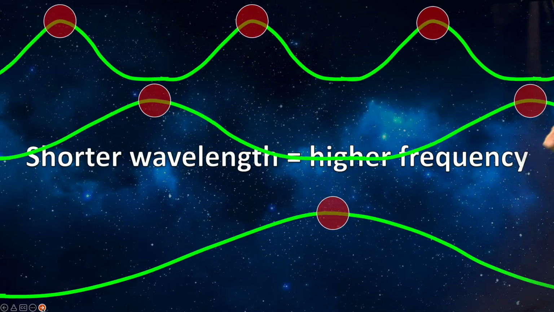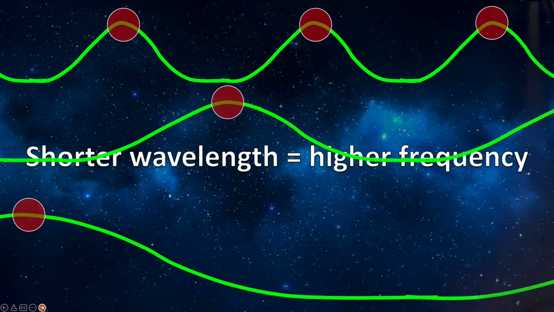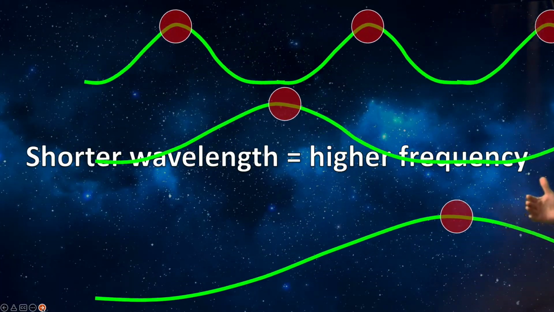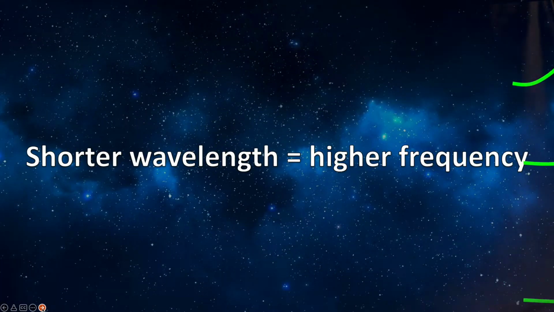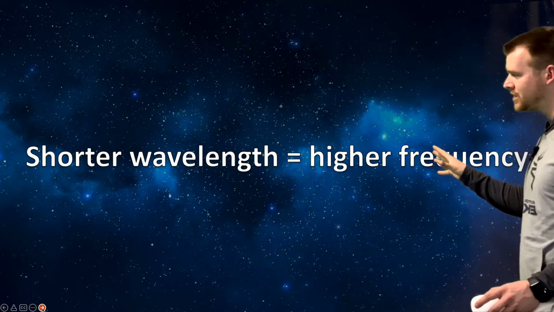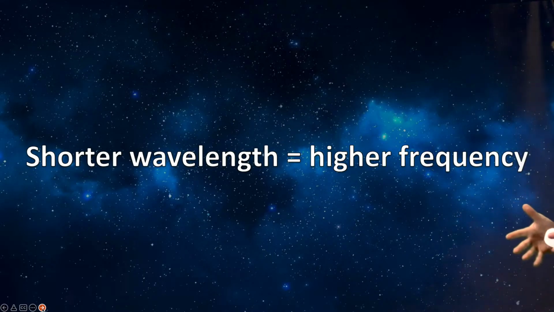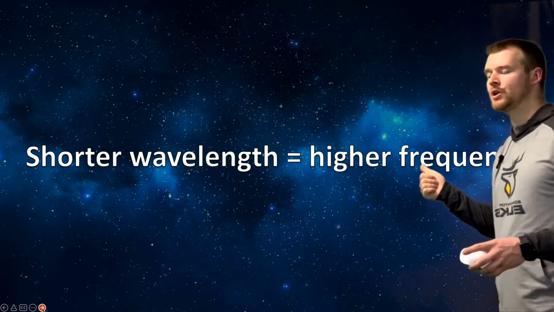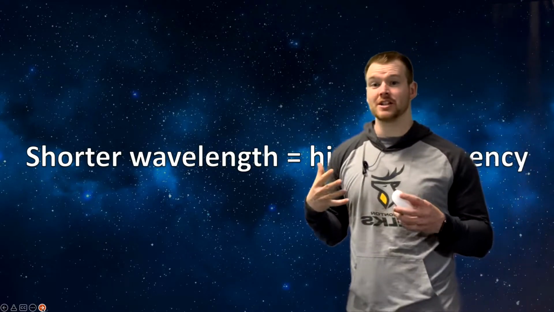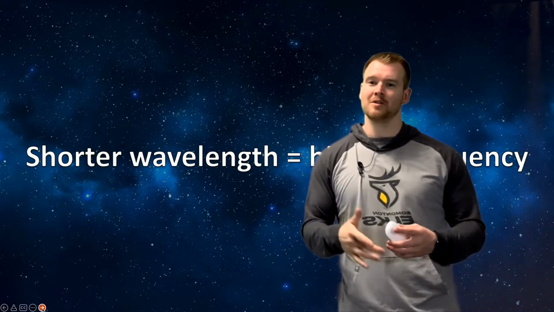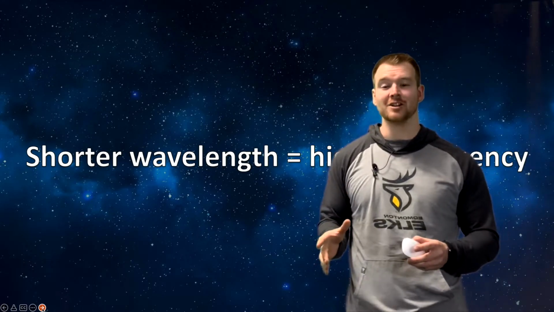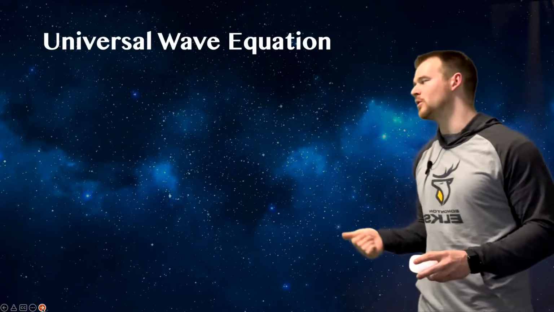Hopefully we can see on the top, the frequency of seeing peaks get to the edge of the screen is highest at the top and lowest at the bottom. So this relationship right here, that as I decrease the wavelength, I increase the frequency, is one of the biggest relationships to take away from the universal wave equation. We haven't actually looked at it yet, so let's look at the universal wave equation.